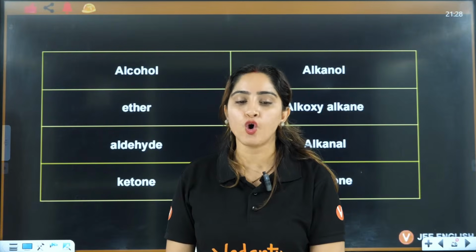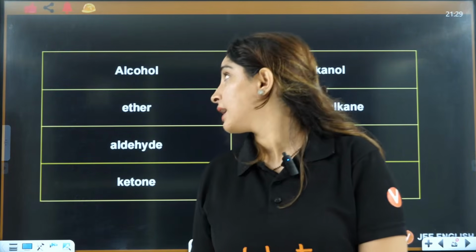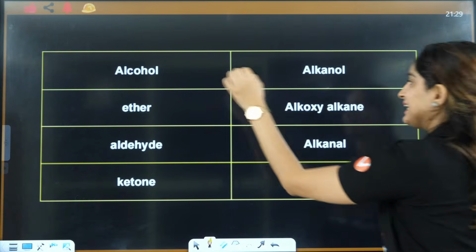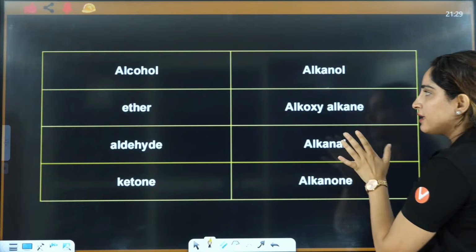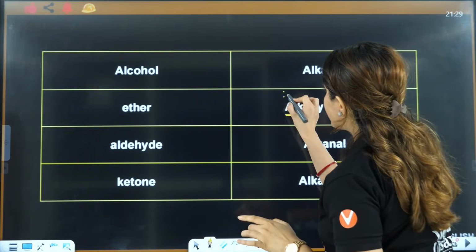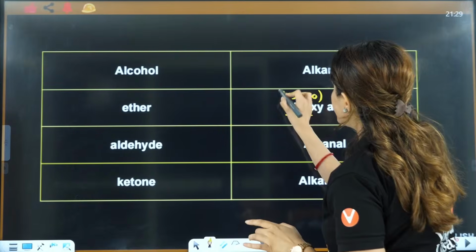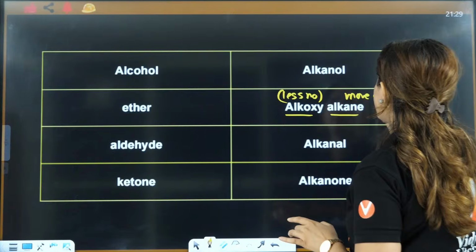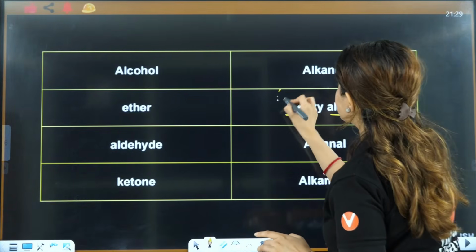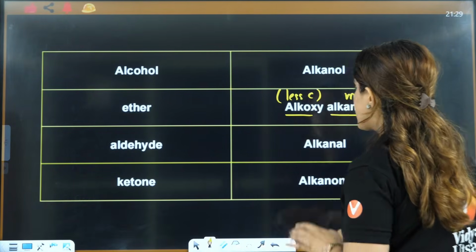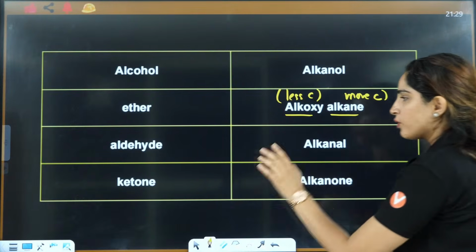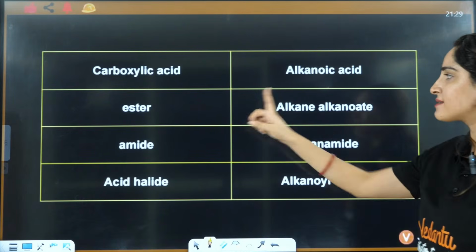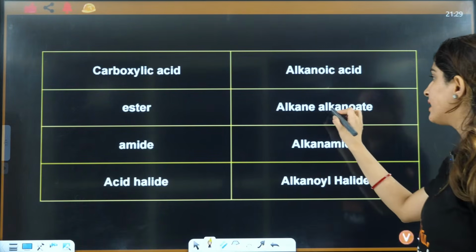Yes. Okay. So now let's see this. This is just a revision. Alcohol is alkanol, ether is alkoxy alkane, where alkoxy has the lesser number of carbons and the alkane part has more carbons. Aldehyde is alkanal, alkanone is ketone, right? Then you have carboxylic acid, alkanoic acid, and ester.